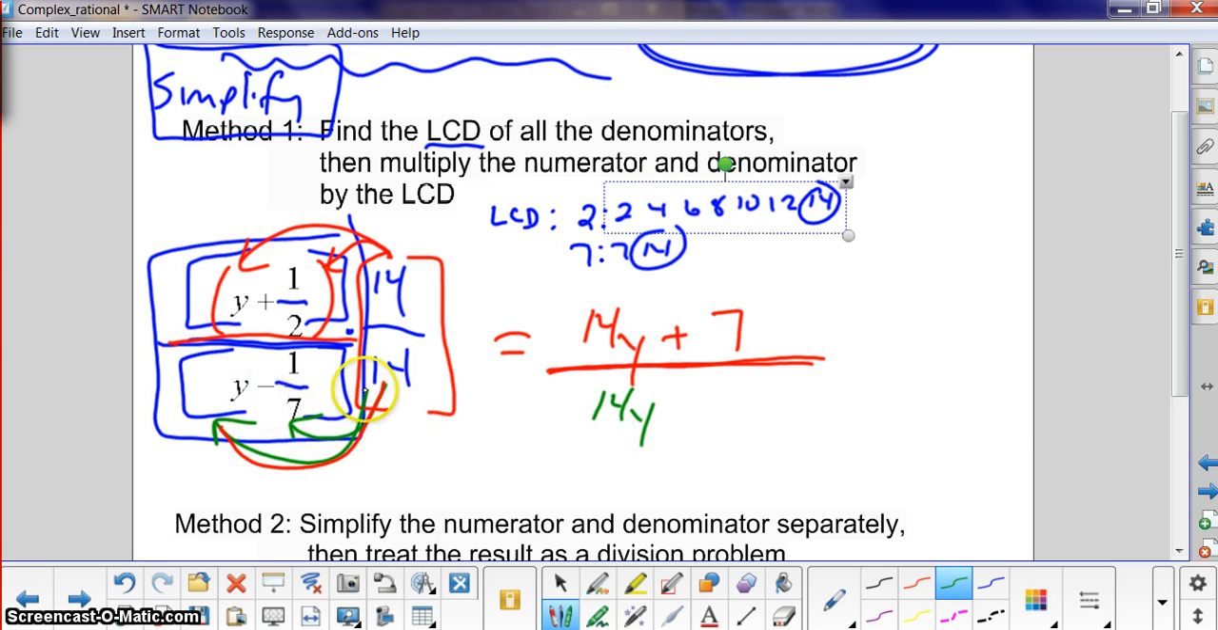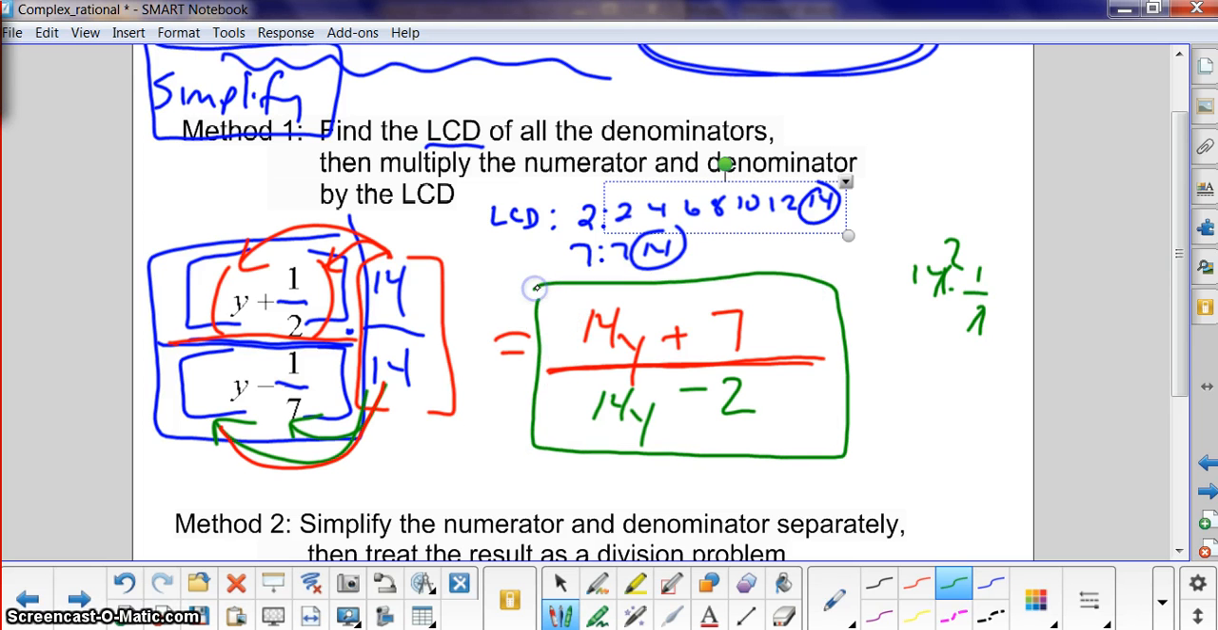14y, and then minus, bring that minus sign over, and then 14 times 1/7, let's see, 14 times 1/7, that can be reduced to 2 over 1, so that equals 2. And now my complex rational expression has turned into simply a rational expression. There's only one fraction. And this would be considered mostly simplified.